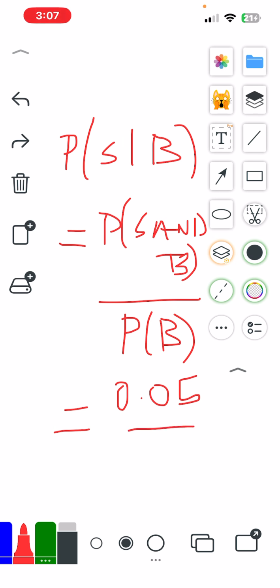Divide by your P(B). We know P(B) was 50%, so this will be 0.50. And now you simply do the math. This comes to around 0.1. So basically you're saying overall, 10% of those university or college students play both baseball and soccer. They play soccer given the condition that they play baseball. Same story.